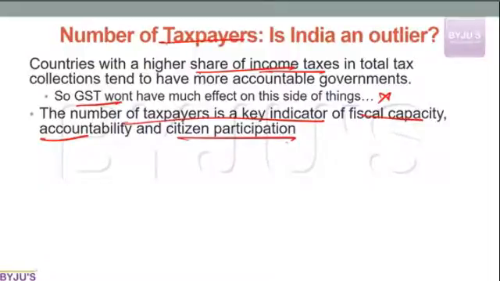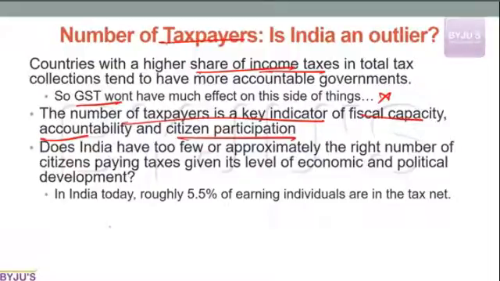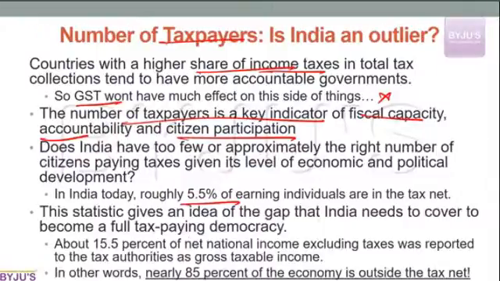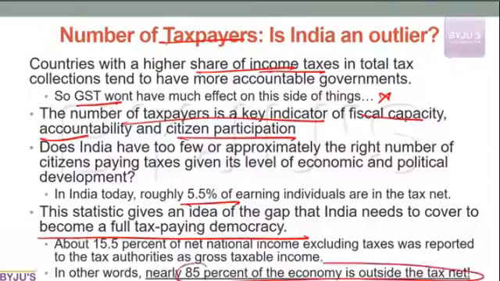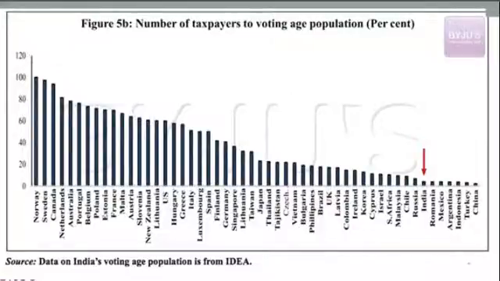They want to be part of the state and they will actually make sure the state does things properly because they are paying taxes. So in India, roughly 5.5% of the earning individuals are in the tax net, which means it's very, very low, 4 to 5%. So we have a huge gap to become a full tax paying democracy. Only close to 85% of the economy is outside the tax net, is what the Economic Survey says, and that is again a very pathetic figure which we have to improve.